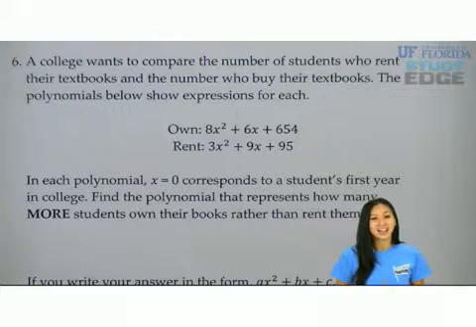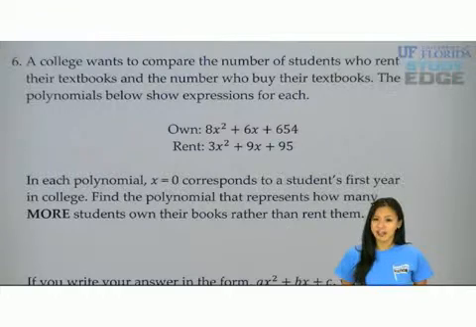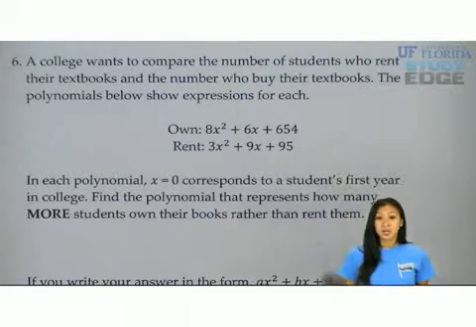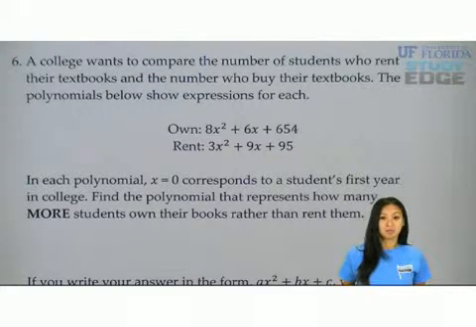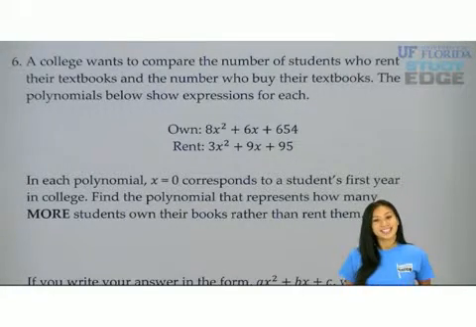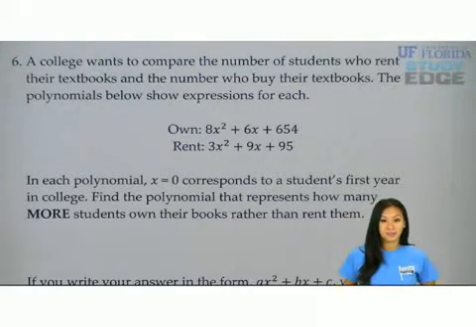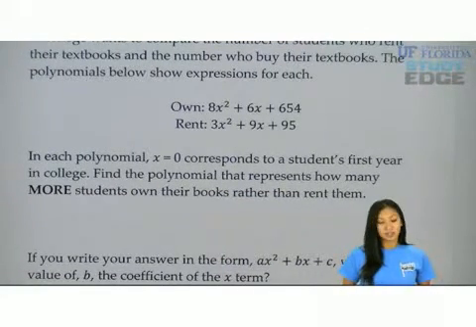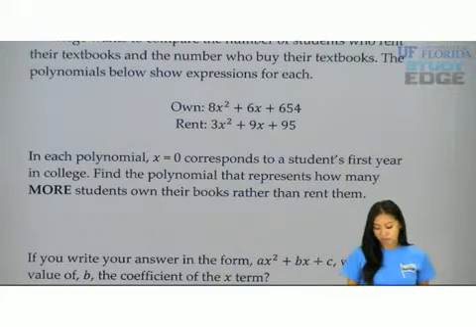Let's jump right in. A college wants to compare the number of students who rent their textbooks and the number who buy their textbooks. The polynomials below show expressions for each. So the first expression are the students who own their textbooks. They buy the textbooks and then they own it. It's theirs forever. The second expression shows the students who actually just rent them. All right, they just have it for a little bit and then they give it back. In each polynomial, x is equal to a student's first year in college. All right, find the polynomial that represents how many more students own rather than rent their books.